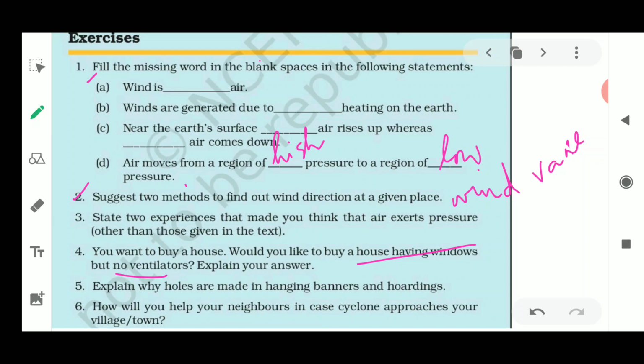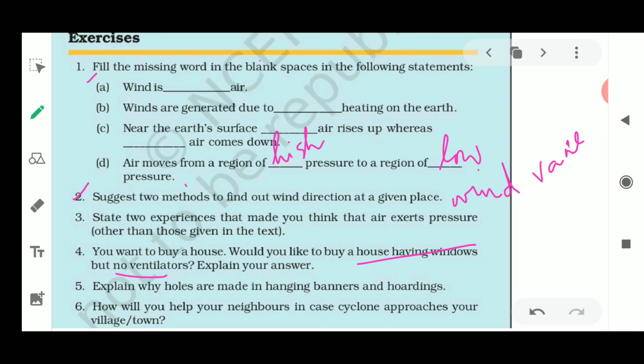Air exerts pressure in all the directions. If banners and hoardings do not have holes, then pressure from the wind is also exerted from all the directions on these banners and hoardings. Then it may tear them off and make them fall. So holes let the air pass through and reduce the air pressure on banners and hoardings. Okay, so this is the answer for this question.